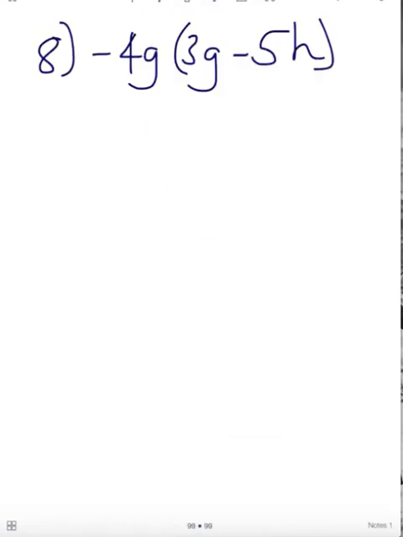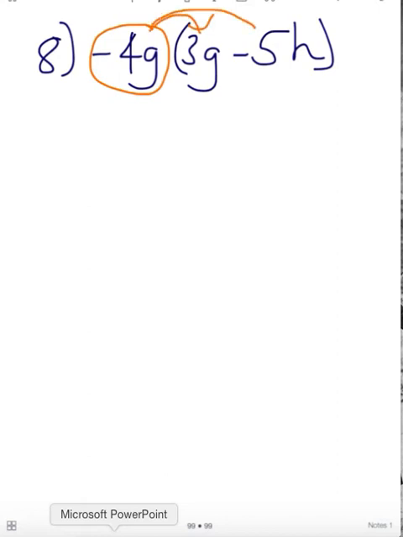Okay, our next question involves expanding. And we notice that there's a negative 4g. So we have to be careful with our negatives. So keep that in mind. If it helps, you can circle the negative 4g. Okay, so we have to multiply everything in the bracket with the negative 4g. So we've got minus 4g times 3g and minus 4g times, now this is a negative 5h. Okay, so keep that in mind.